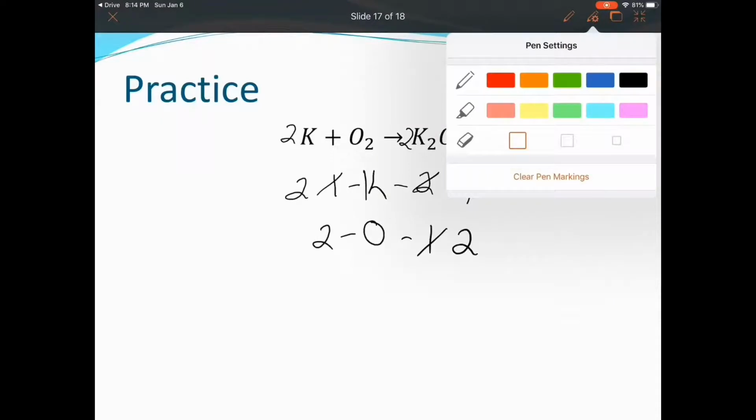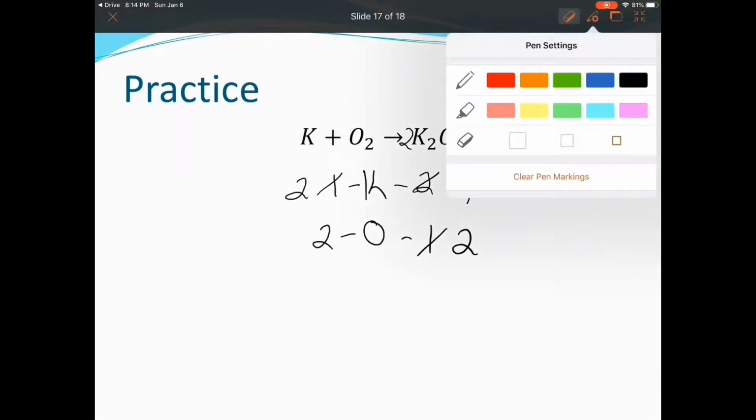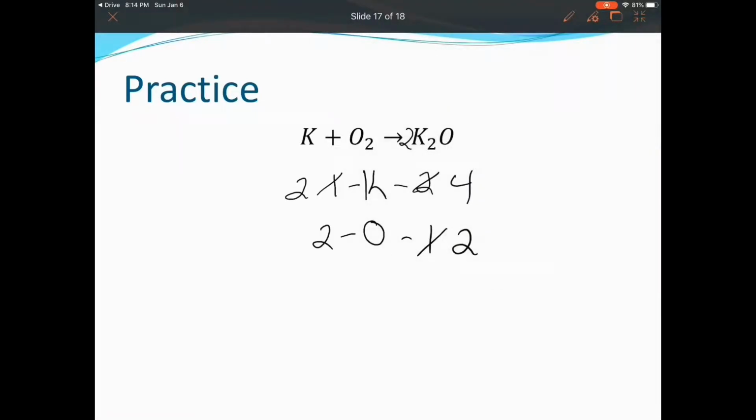Man, I feel like we've been in this situation before. So instead of that being a 2, it's now going to be a 4 in order to get these numbers the same.